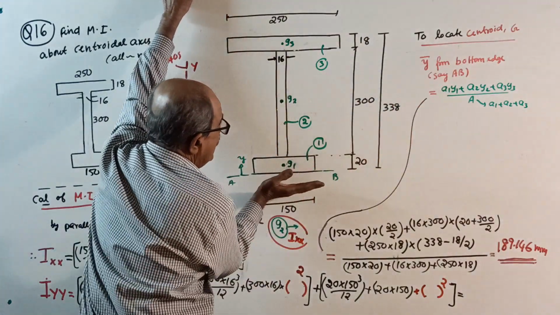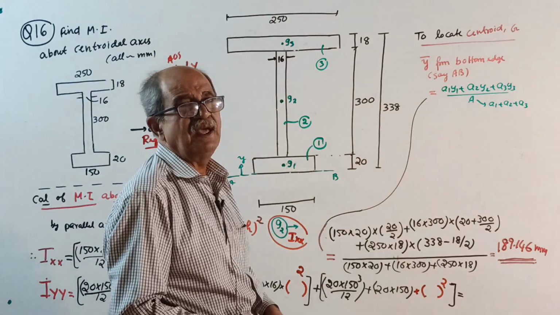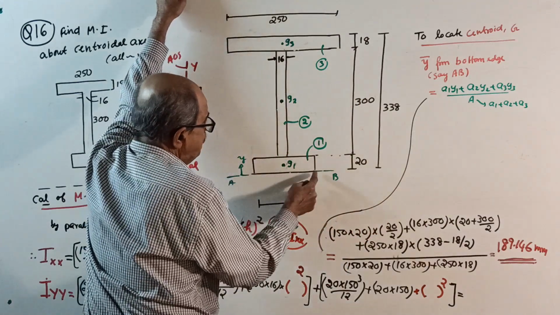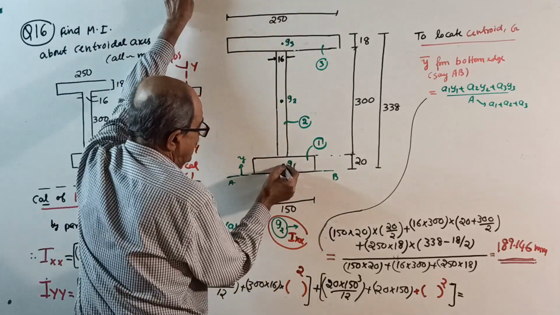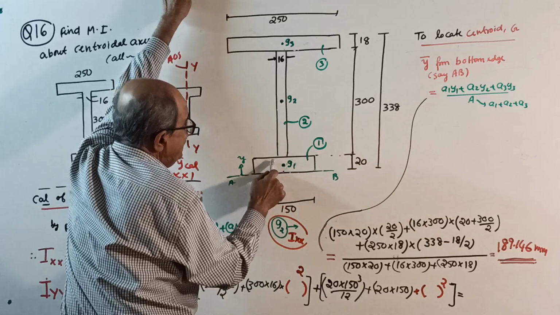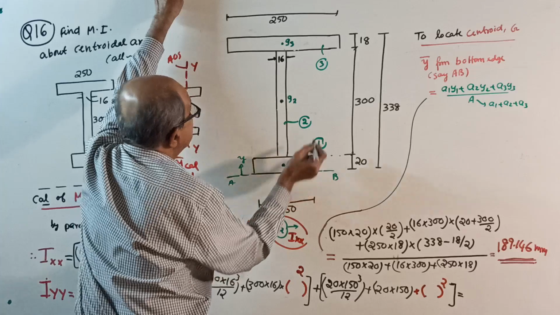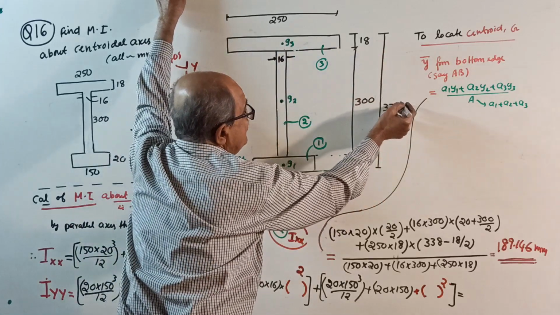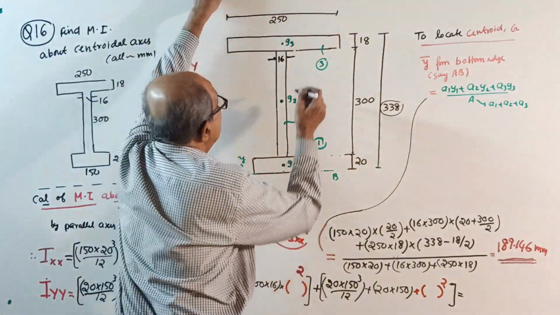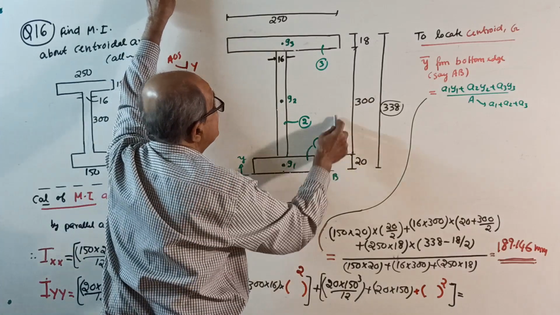To locate the centroid G, Y bar from the bottom edge, or say AB, equal to the same formula: A1 Y1 plus A2 Y2 plus A3 Y3 divided by total area. I don't know how many times I have to tell. Write the formula. Here space is not there, so continue. Equal to, start. A1: 150 into 20, into 20 by 2, this I should not explain now, plus 16 into 300 into centroid from here, 20 plus 300 by 2, plus 250 into 18, the last one, into the distance from the bottom edge to centroid, which is 338. Remember, 338 is not given; we calculated how? 300 plus 18 plus 20, we got 338. So that area into 338 minus 18 by 2, or you can write 20 plus 300 plus 18 by 2.